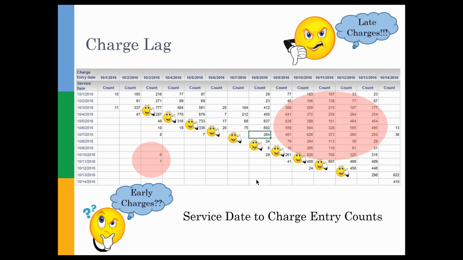And you'll see in that 264, the date of service was October 7th, and the charges were entered on the 8th. That's right above my line. That's right where I want those charges to fall. Anything that gets further away from that diagonal on the right is going to indicate bigger issues with charge lag. Anything below my line indicates I'm entering charges before my service date. So those are suspect that you want to maybe take a look at.